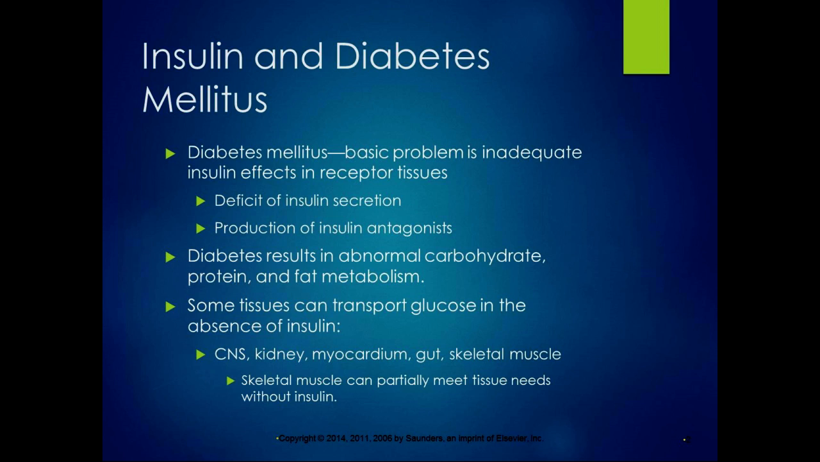So if you don't have it, the glucose isn't going to get into the cell, and the glucose is a primary source of energy for the cell. But in the central nervous system, the kidney, the myocardium, the gut, and skeletal muscle, their needs of glucose transport can happen in the absence of insulin. Skeletal muscle can partially meet tissue needs without insulin. That's one of the reasons why exercise acts like insulin in metabolizing blood sugar. Because if your skeletal muscle is working harder, you can help metabolize that glucose.